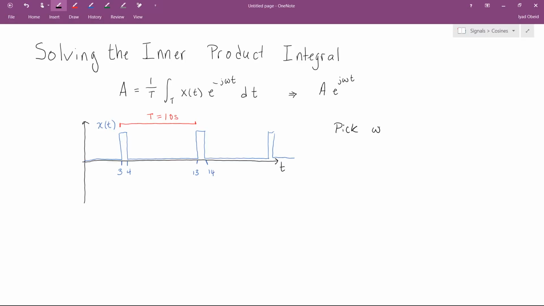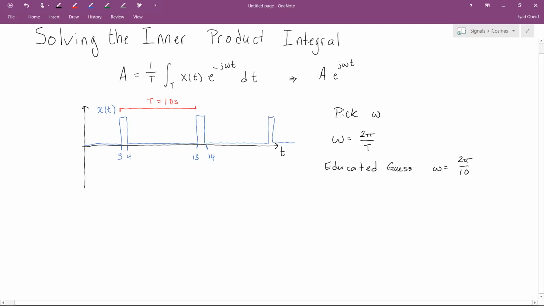Since this signal has a period of 10 seconds, and since we know that in general for a pure cosine omega is 2 pi over T, I'm going to make an educated guess that this signal has some energy at that same frequency because it's periodic with that period. So I'm going to guess that omega equals 2 pi over 10 is a good choice; there's probably going to be a cosine at that frequency in this signal because this signal has that period. So let's go ahead and try that and see what happens.